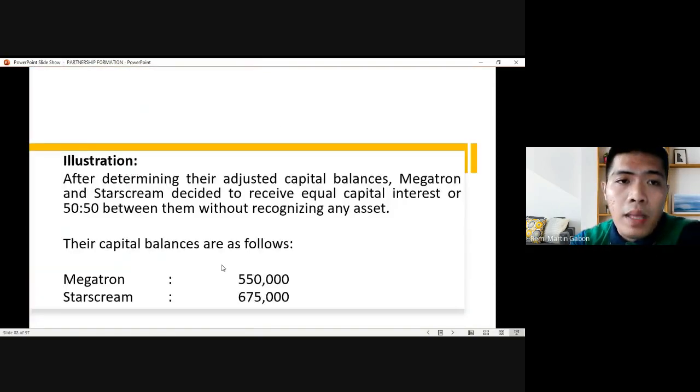How do we apply this one? So let's have an example. After determining their adjusted capital balances, Megatron and Starscream decided to receive equal capital interest, or a ratio of 50-50 between them, without recognizing any asset. Kung makikita nyo, yung capital investment nila is 550,000 kay Megatron at saka 675,000 naman kay Starscream. So magkaiba yung kanilang investment, pero yung kanilang capital credit na gusto, equal. So paano yan maging equal?